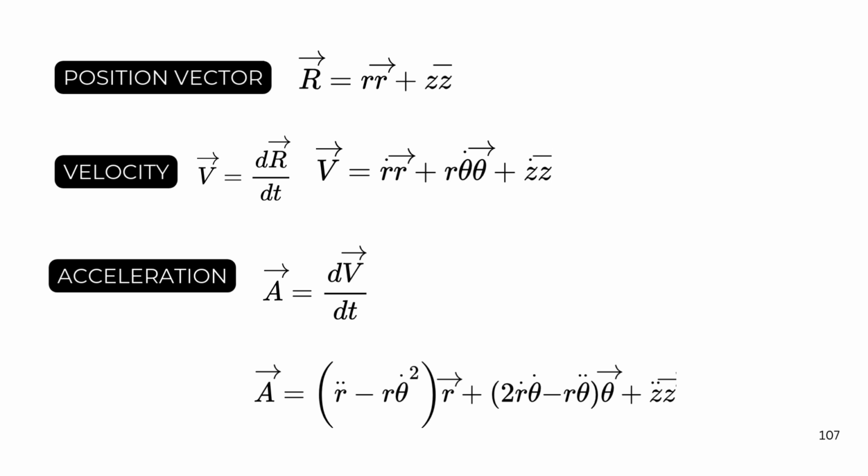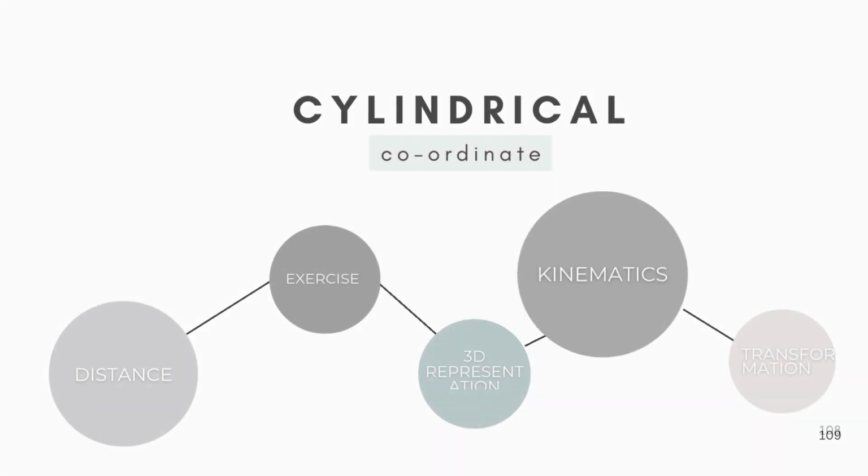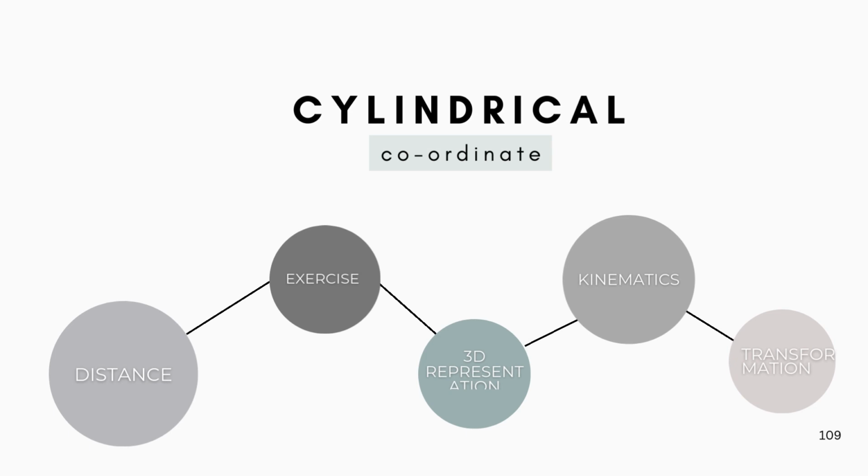The acceleration. Acceleration a is the differentiation of v. With that, we get the formula for the acceleration. From the formula, we can see that the second derivatives of r, theta, and z are used to find the acceleration. So lastly, let's look at a problem to get it ingrained in our brains.